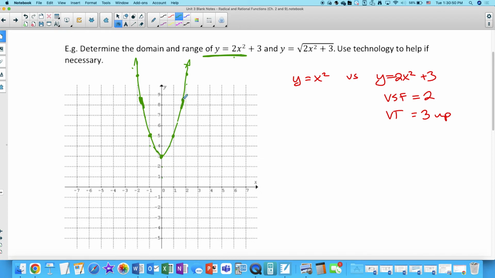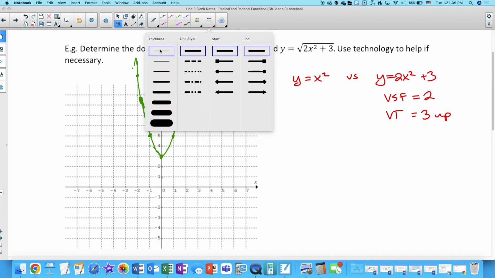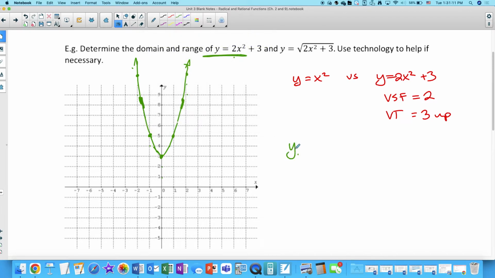Okay, so let's talk about the domain and range of the original. What's the domain of the original? Okay, so for y equals 2x squared plus 3, the domain is x is an element of the real numbers. X can be anything. Put anything into that function. What about the range?